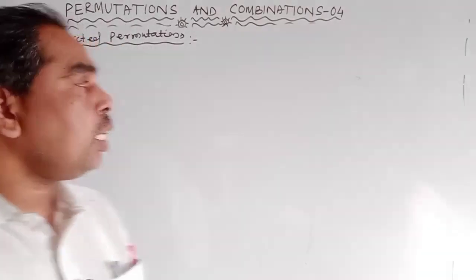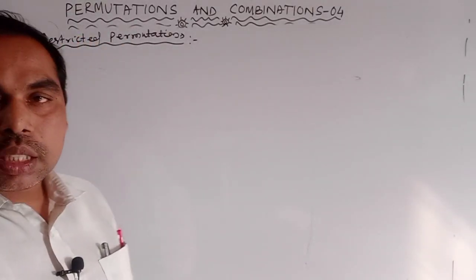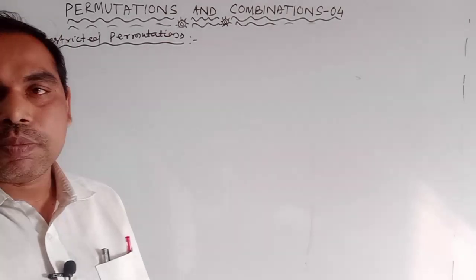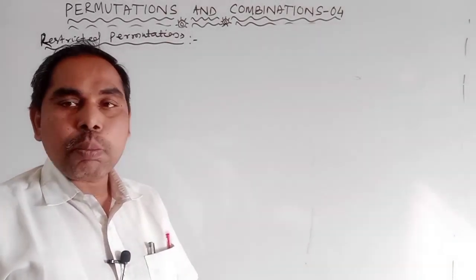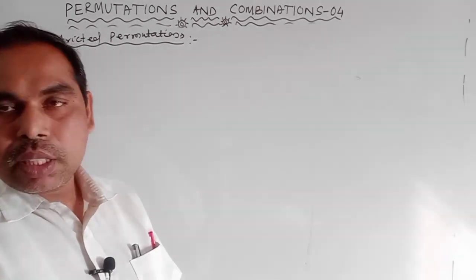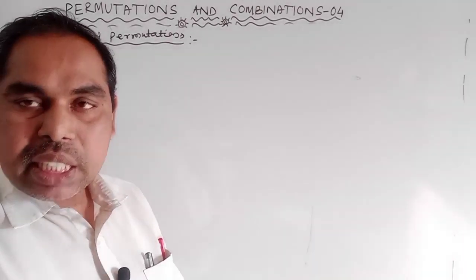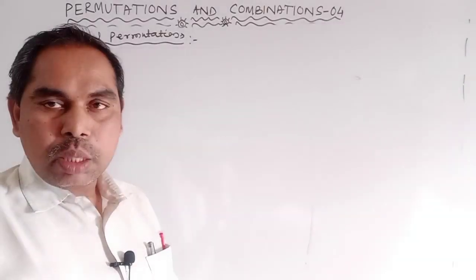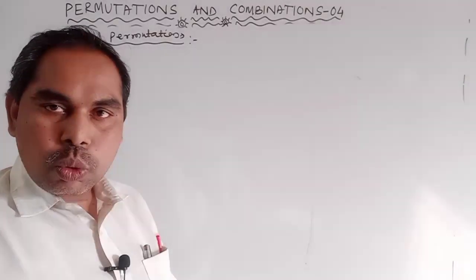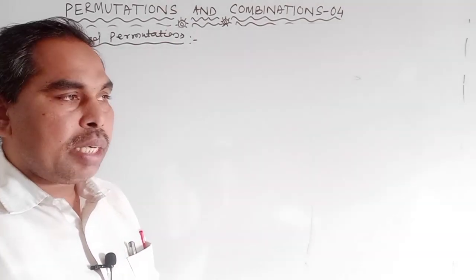Next, restricted permutation, meaning permutation with restriction. The number of permutations of n different things taken r at a time when a particular thing is always included in each arrangement.